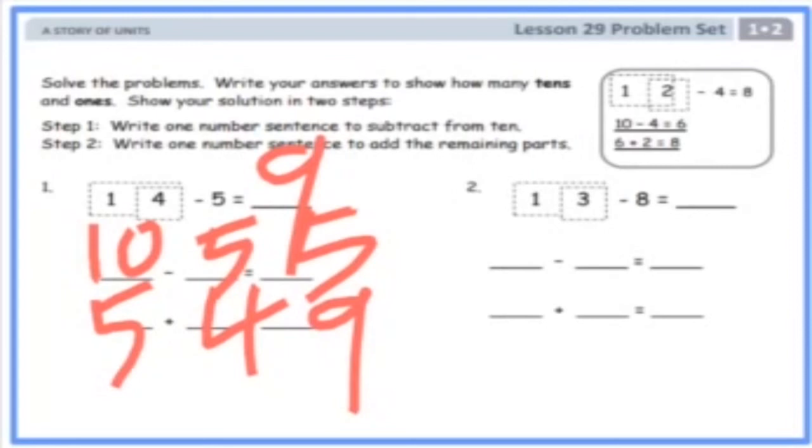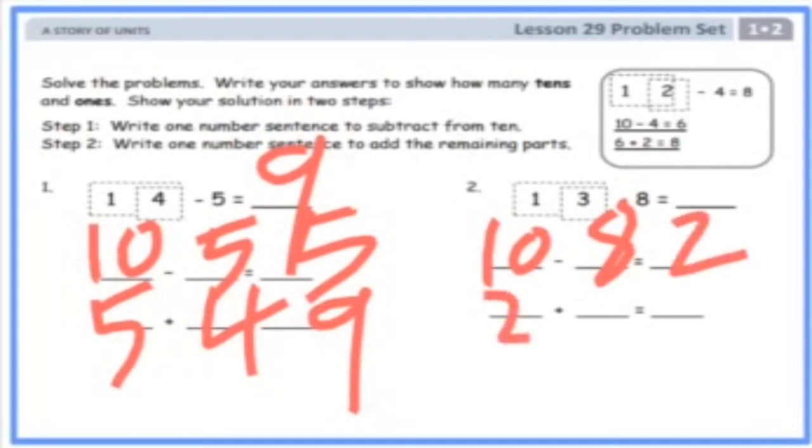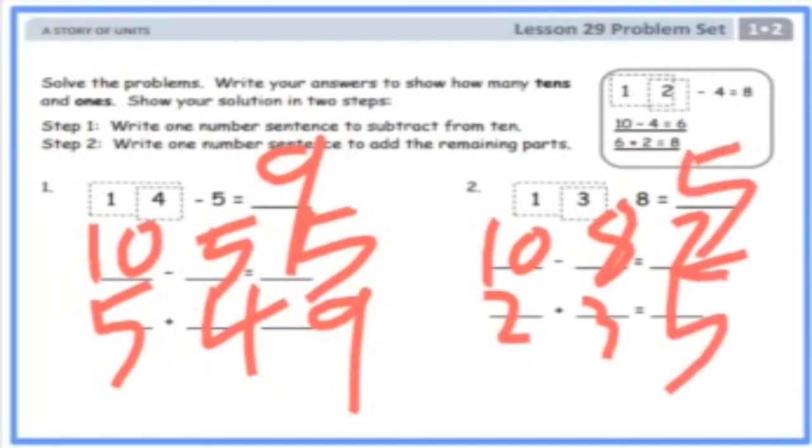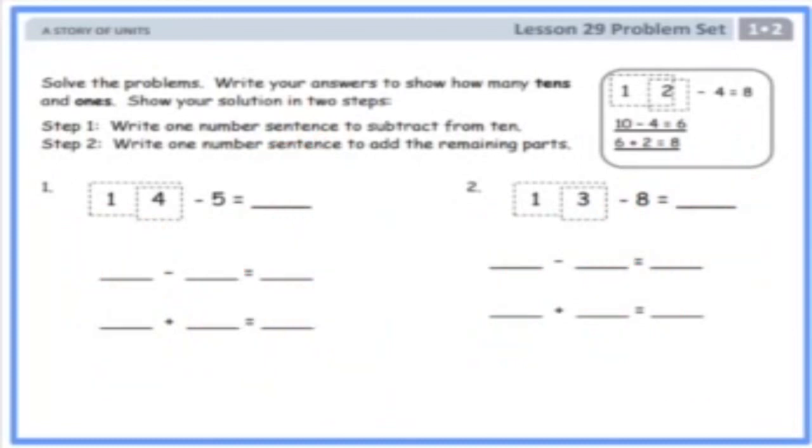The other example is 13 minus 8. Alright, so 10 minus 8. The 10 is from the 13, and the 8 is what I'm subtracting. So 10 minus 8 gives me 2. The 2 plus the other part, which is what? 3, and that will give us 5. So that means 13 minus 8 is actually 5. Clap for yourself.